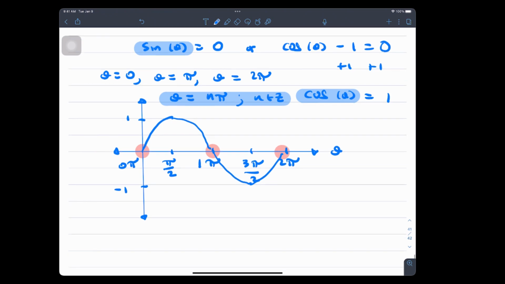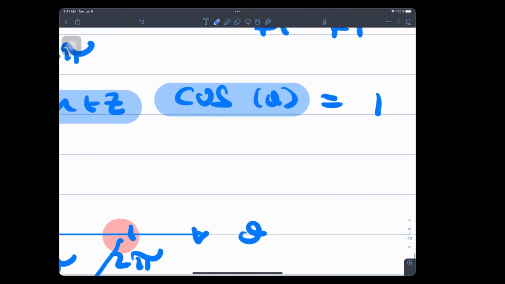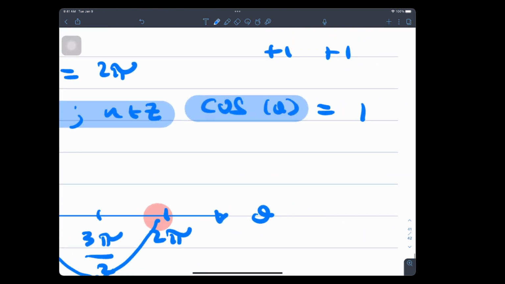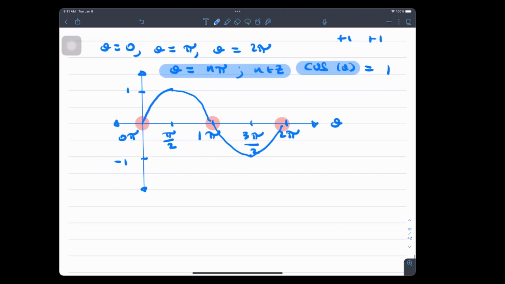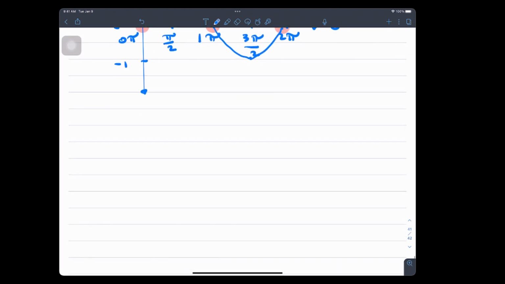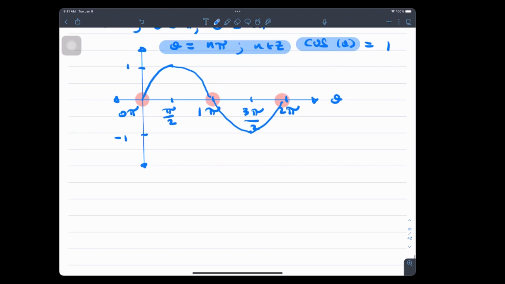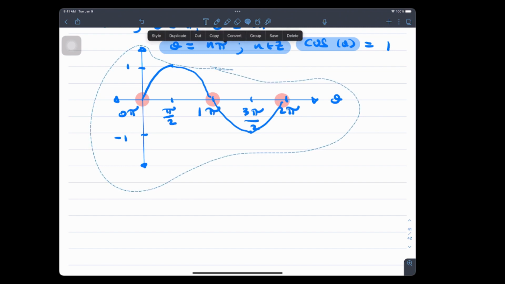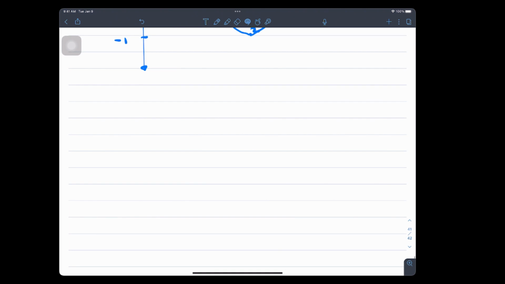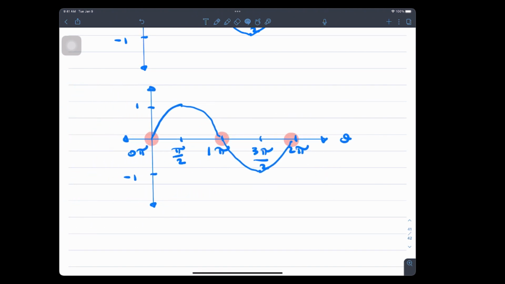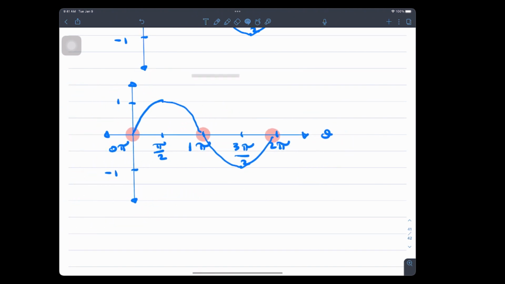Now, you say, what about the cosine being 1? Well, draw the cosine curve. So if I copy all this, so I don't have to do it again, draw the cosine curve. That's a different curve.